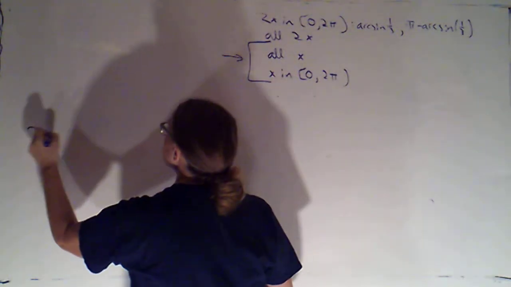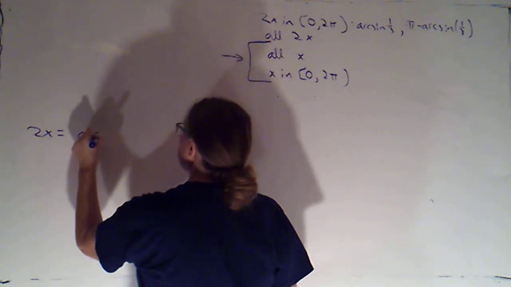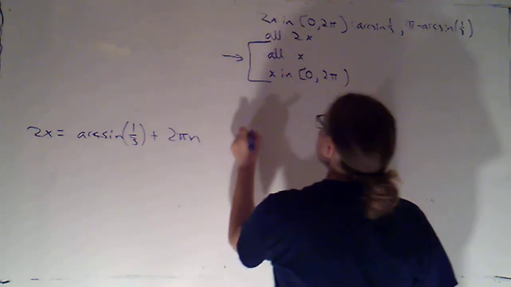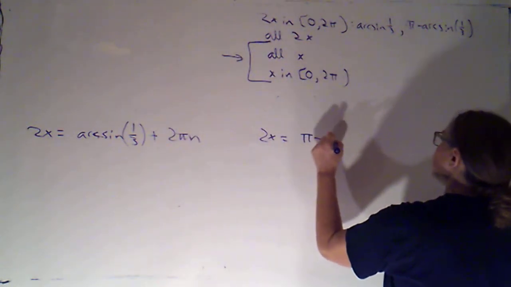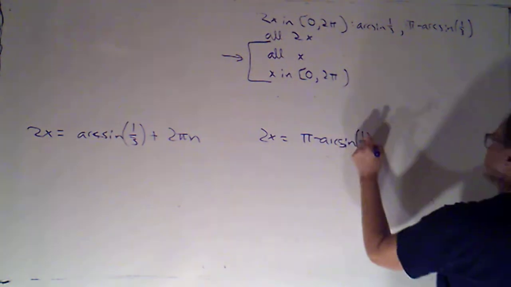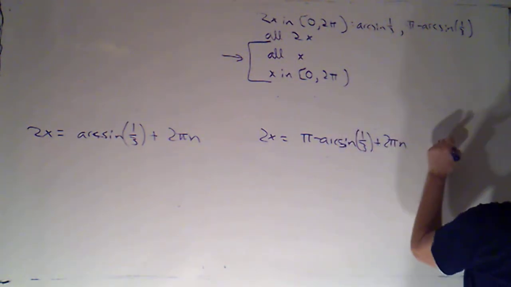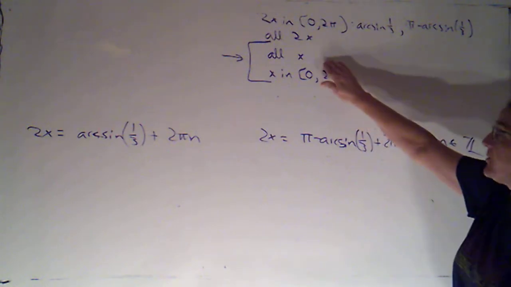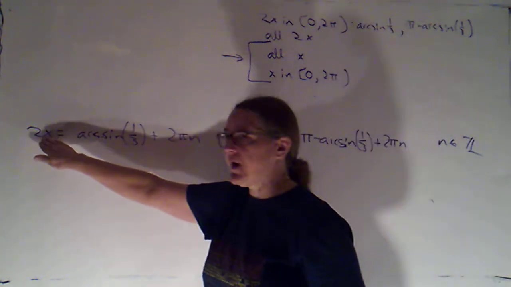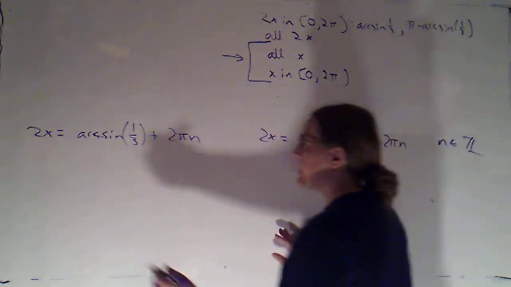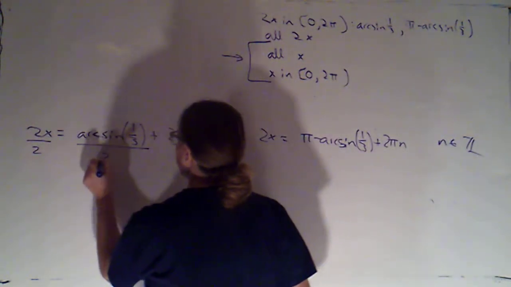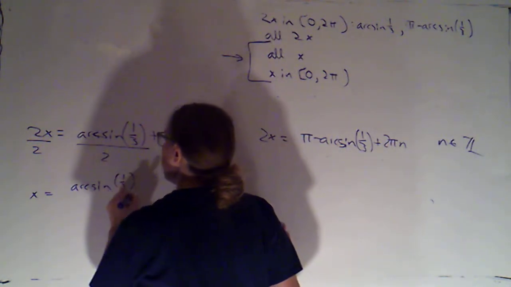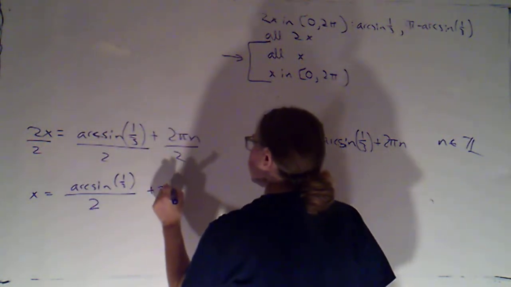So 2x could be arcsine of 1/3 plus 2 pi n, or 2x could be pi minus arcsine of 1/3 plus 2 pi n, where n is an integer. And I find by writing it as an equation, I'm setting myself up so that I'll be able to solve for x, because if I know what 2x is, I'm just going to divide by 2. I'm dividing each piece by 2. So here, x is arcsine of 1/3 divided by 2 plus pi n.